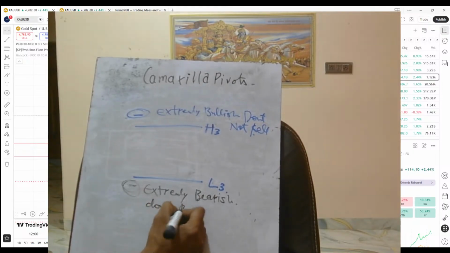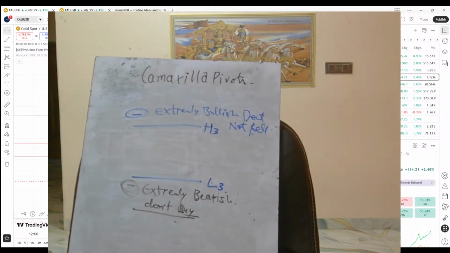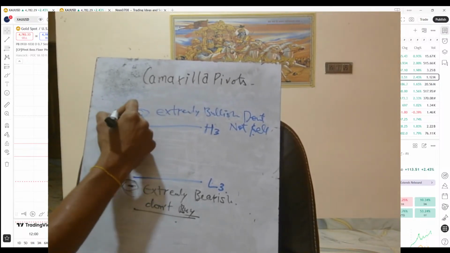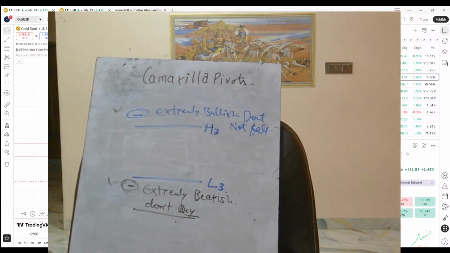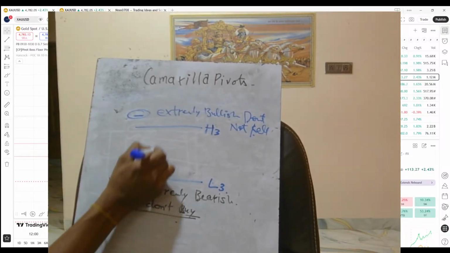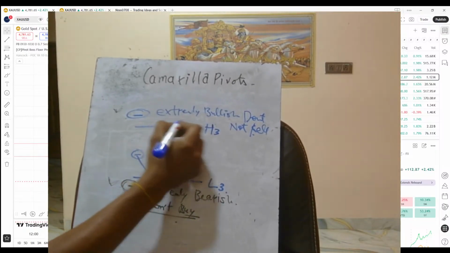Do not buy. These are the rules. If the opening is below L3, this is one rule, and if the opening is above H3, this is one rule. Okay? And when the tick is in between, you should be buying at L3 and selling at H3.